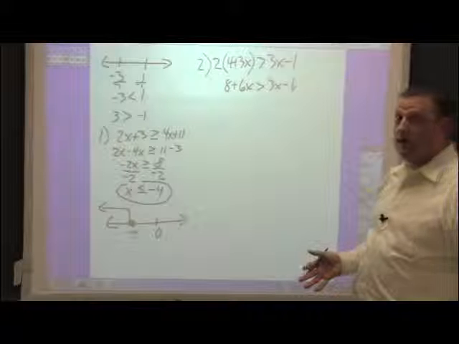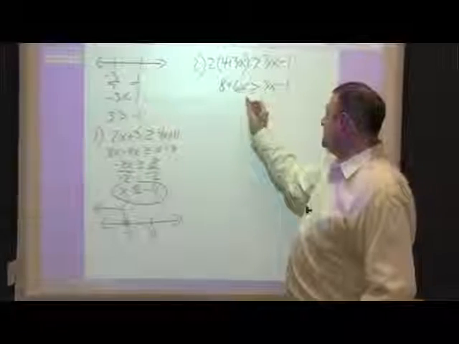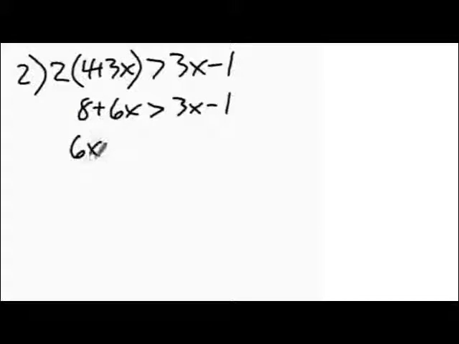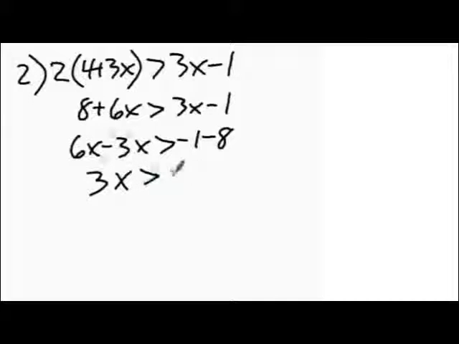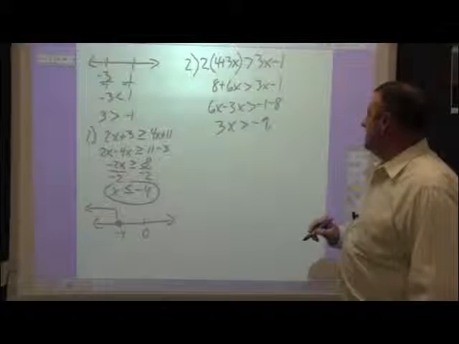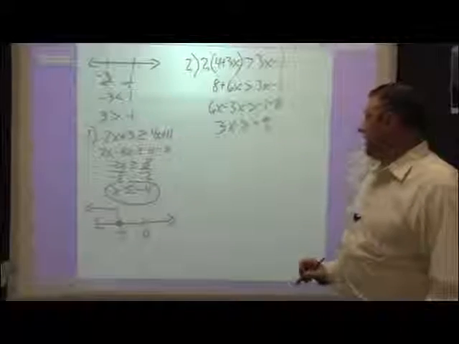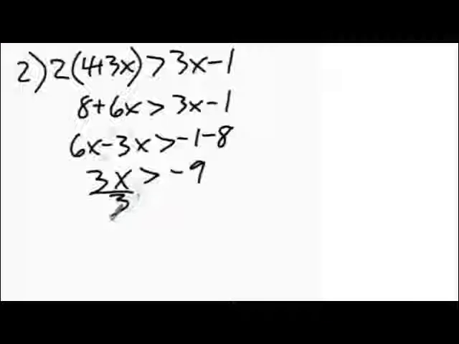Now, variables I want on the left side. So I'm going to subtract 3x from both sides. So we're going to get 6x minus 3x greater than, and then we would have to subtract 8 from both sides. So you're going to have -1 minus 8. This is going to give you 3x on the left side greater than -9. Now to solve for x, you're going to divide both sides by 3. That would give you x is greater than negative 3.